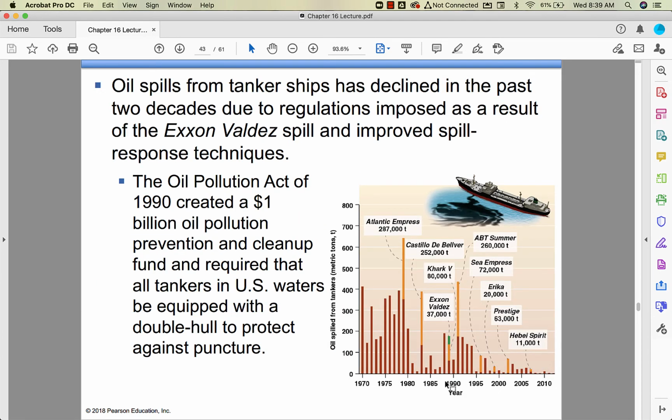Since the Exxon Valdez, they have improved engineering of the ships, and they've also improved the cleanup. So all tankers in U.S. waters have to be double hulled. So they have to have two hulls to prevent the leakage. It wasn't that way before the Exxon Valdez.